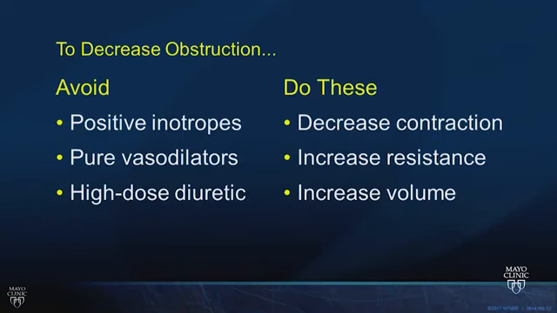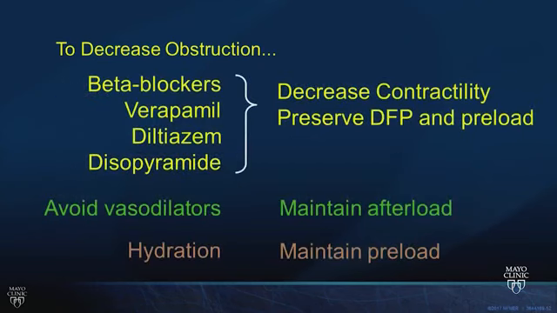If contractility, afterload, and preload are the things that make the obstruction worse, those are great targets for therapeutic intervention. So we avoid whipping the ventricle, we avoid pure vasodilators, and we avoid high-dose diuretics in these patients. The mainstays of therapy are beta blockers, the non-dihydropyridine calcium channel blockers verapamil or diltiazem, and in select cases the addition of disopyramide, because these agents all decrease contractility. They slow the heart rate down, which prolongs the diastolic filling period, so therefore preload is maximized.